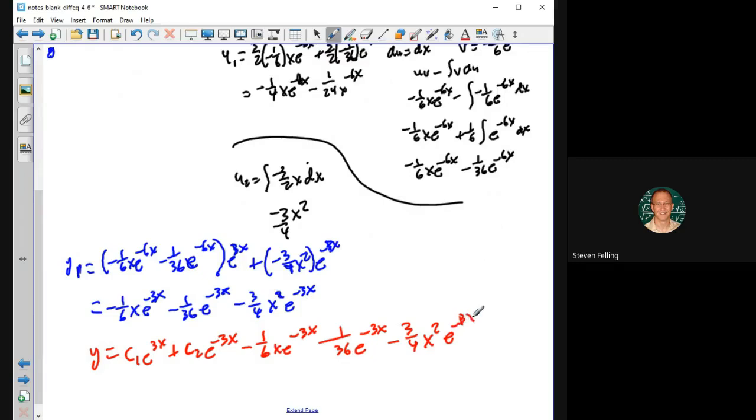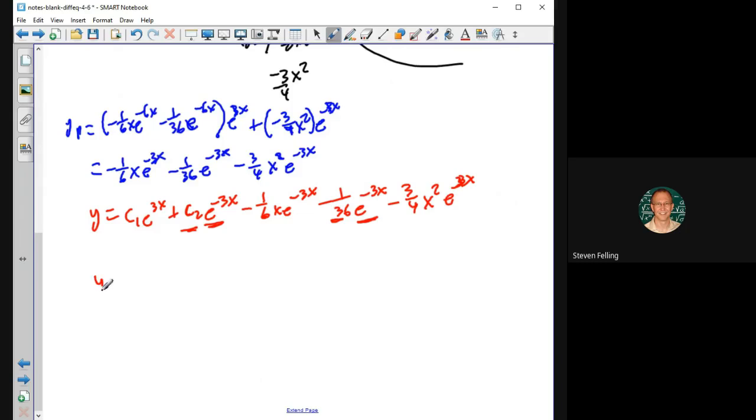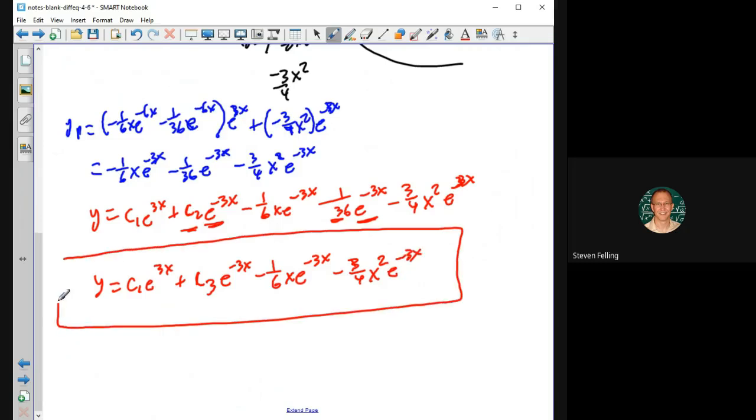So it is okay to have absorption here, either within yp or even between, because I know this is the solution for the book. So if I think about this, this is a term with e to the negative 3x, and so is this. These things together combine to form some new constant. In fact, what the book does in their solution is they just write this as c1 e to the 3x plus some new constant c3, which is c2 minus 1/36. And then they have their term with an x e to the negative 3x, and their term with the x squared e to the negative 3x. That's the final solution. All right.